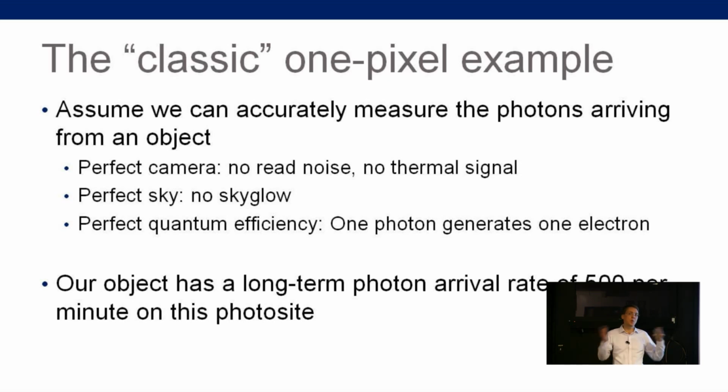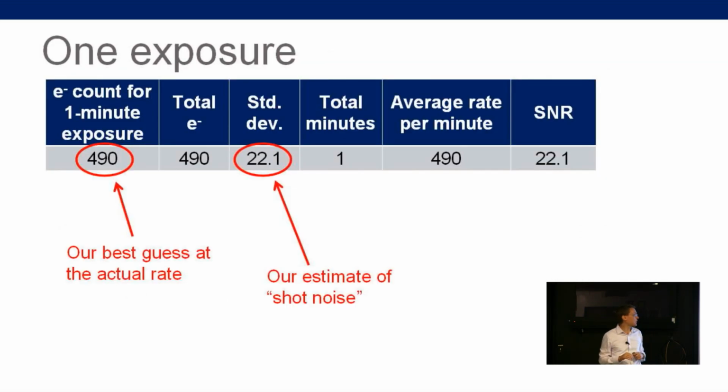We said that one photon is always going to generate one electron. We're going to assume that we're in outer space, I guess. There's no sky glow. And let's pretend that we know, we're omniscient, we know that this patch of sky generates 500 photons per minute. All right? Perfect camera. We take a picture. We take a 1-minute exposure. Count the electrons. It's 490.